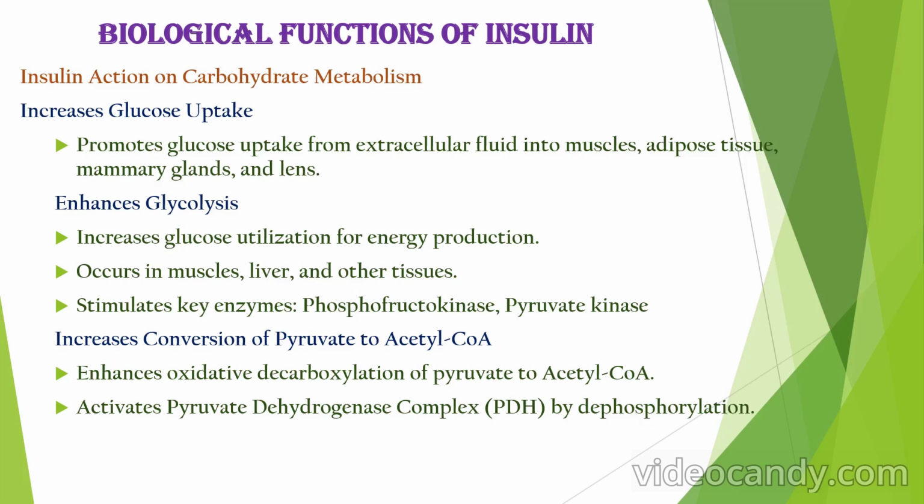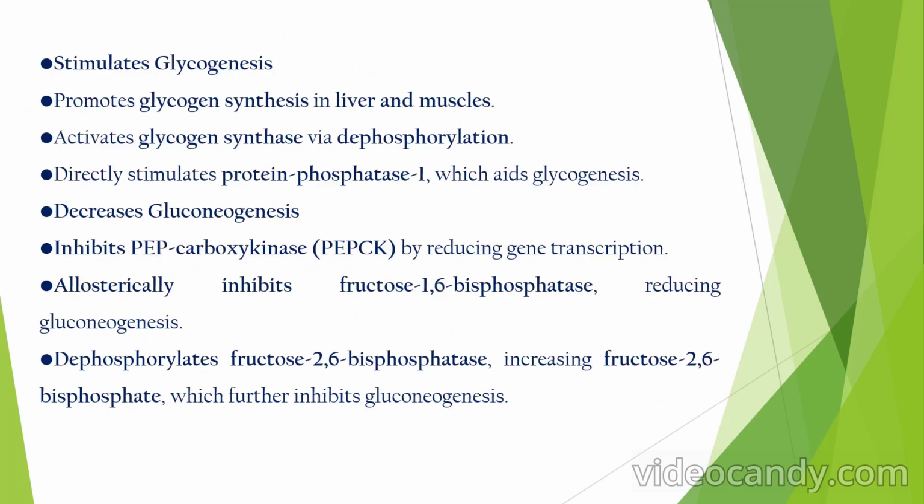And insulin increases aerobic oxidative decarboxylation of pyruvate to acetyl-CoA because it causes dephosphorylation of pyruvate dehydrogenase complex, which is thus converted to active form. Insulin stimulates glycogenesis in the liver and muscles by increasing dephosphorylation of the key and rate limiting enzyme, that is glycogen synthase, thus converting it to its active form, and also stimulates protein phosphatase 1 directly, which brings about dephosphorylation.